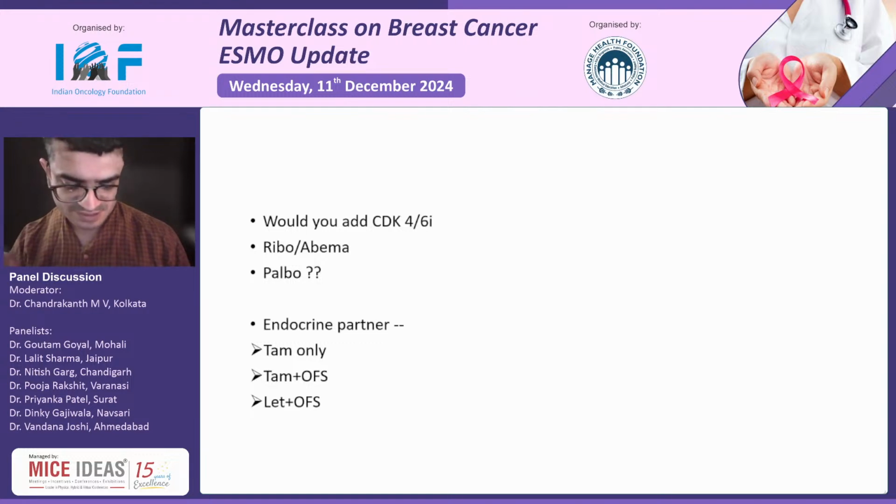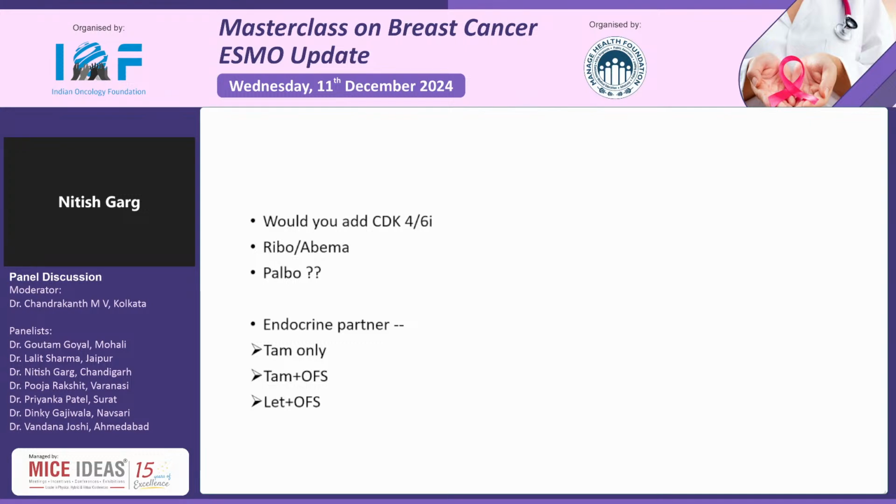First I'll go to Dr. Nitish. Dr. Nitish, you can take up these questions. What is your view on adjuvant CDK4/6 inhibitors in a high risk HR positive patient? As we discussed, it is a perimenopausal female with ER positive but grade 3 disease. I would definitely like to go ahead in a young patient with perimenopausal status with a grade 3 tumor with the addition of a CDK4/6 inhibitor in the adjuvant setting. My choice of CDK4/6 will be ribo.